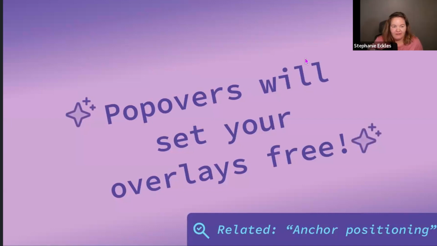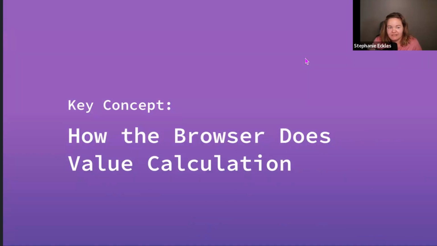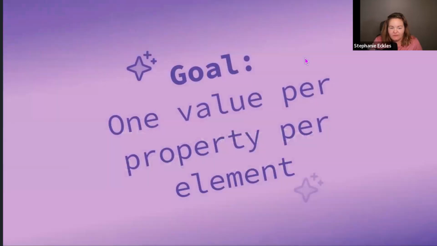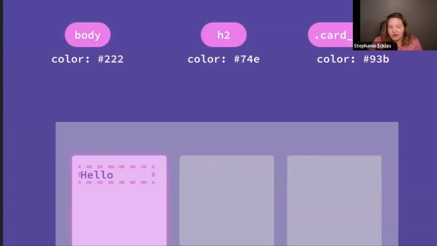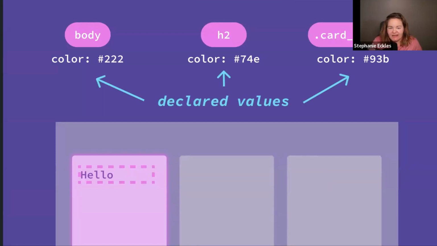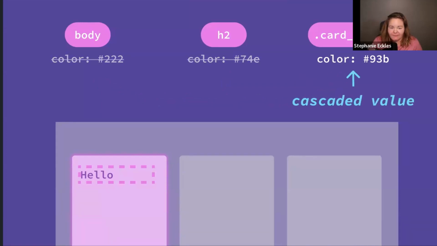All right, so our next key concept is how the browser does value calculation. And as we reviewed for the style computation phase, the browser's goal is to calculate one value per property per element in the DOM. Something you learn early on about CSS is that you can change a property's value multiple times from multiple rules that may select the same element. Each of these are declared values. And due to specificity and the cascading order, the element's final selected value may be the cascaded value.